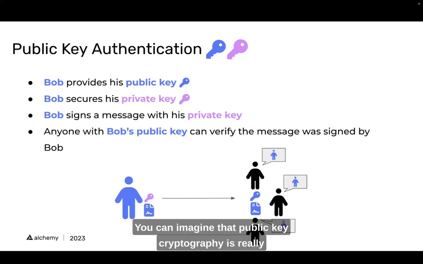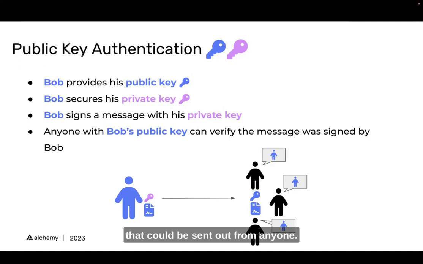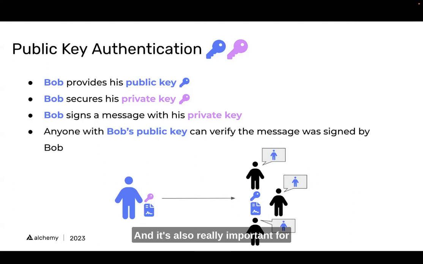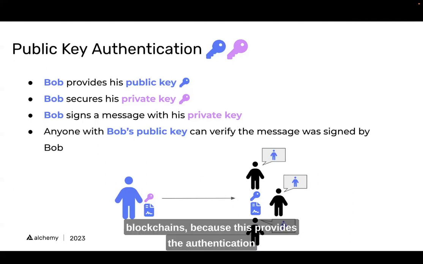You can imagine that public key cryptography is really important in the world where we're going to be moving into AI and a whole bunch of information that could be sent out from anyone. You can imagine it's going to be really important to be able to say, this message was sent by me, so people can verify that it was sent by you and not created by an AI, even though it looks a lot like you, right? So this is going to be really, really important going forward. And it's also really important for blockchains because this provides the authentication that we need for blockchains.